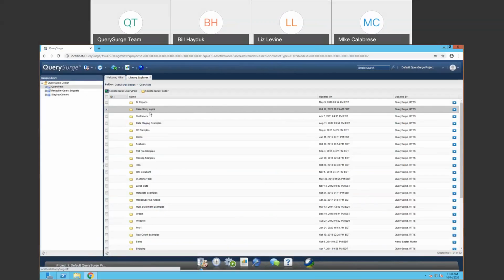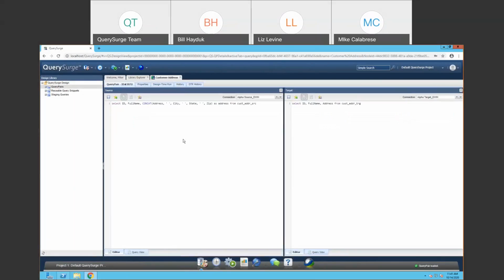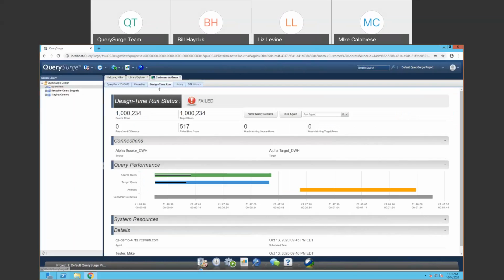And in Query Surge, the tests are called query pairs. So a query pair is just a source and a target. So you're pointing to 2 different connections, one on the source side, one on the target, and you're implementing some SQL logic in order to bring back and run those tests. So in Query Surge here is a tab available called Design Time Run, where you can run that one-off test.